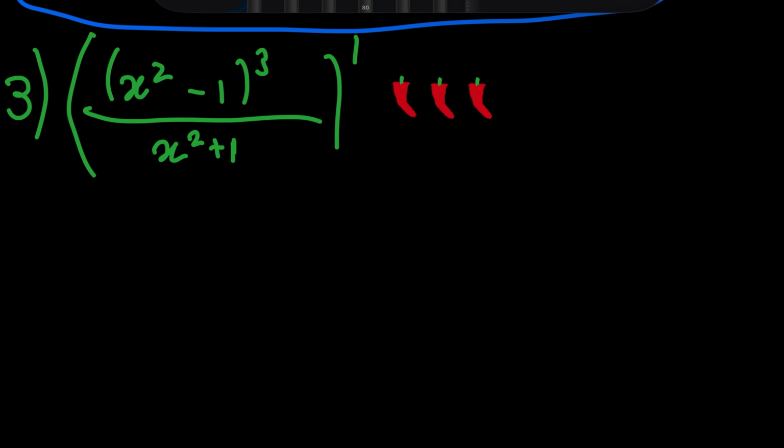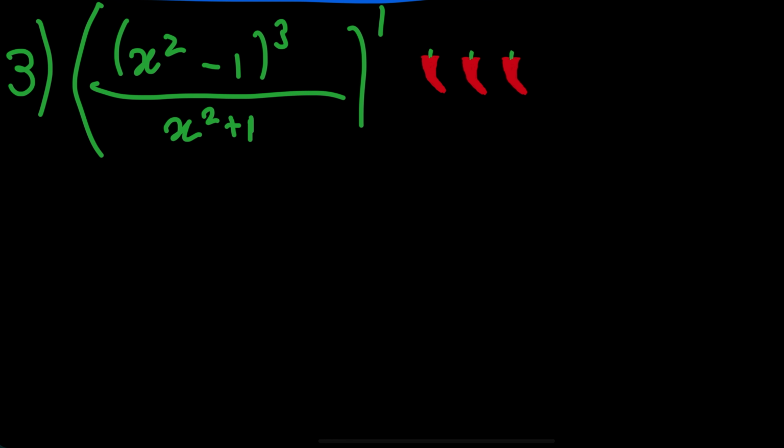Okay, last question. This one's probably the hardest question of them all, but it's still simple. The only thing is, right now, we have this function inside of another function. So that right there is chain rule, right?